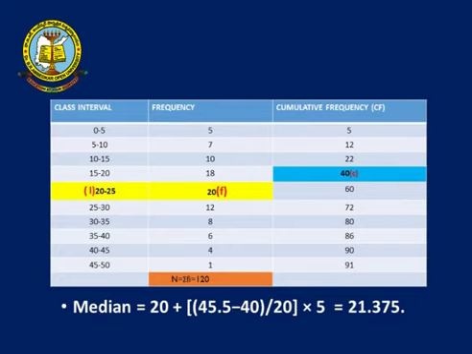Next, n value 91/2, that is 45.5, minus C value 40. Next, small f value, the corresponding frequency, is 20. After simplification, the result is 21.375. This is the third problem for the median.